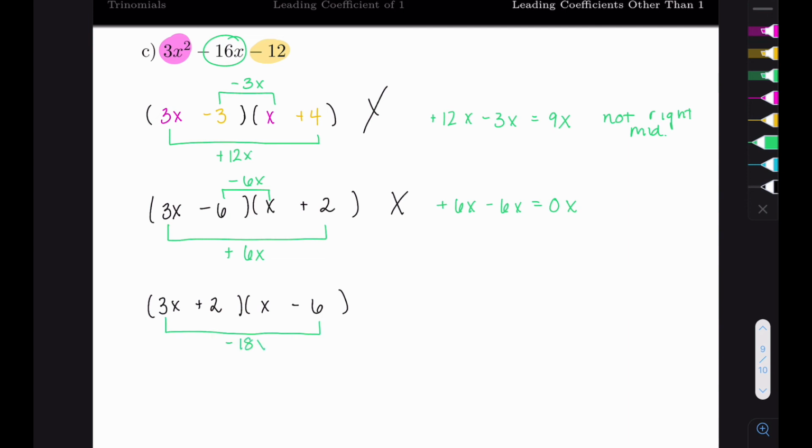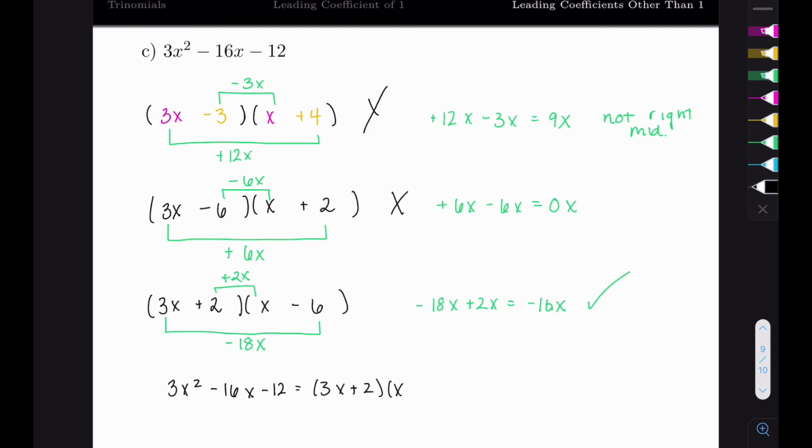I want to multiply it by a pretty big negative number to get a large negative number in the middle. So when I do 3x times negative 6, it's negative 18x. This gives us positive 2x for the inner term. Adding those together gives me that large negative number that I want. So that is the correct middle term. So way back up here, this thing factors really nicely. 3x squared minus 16x minus 12 will factor into 3x plus 2 times x minus 6.